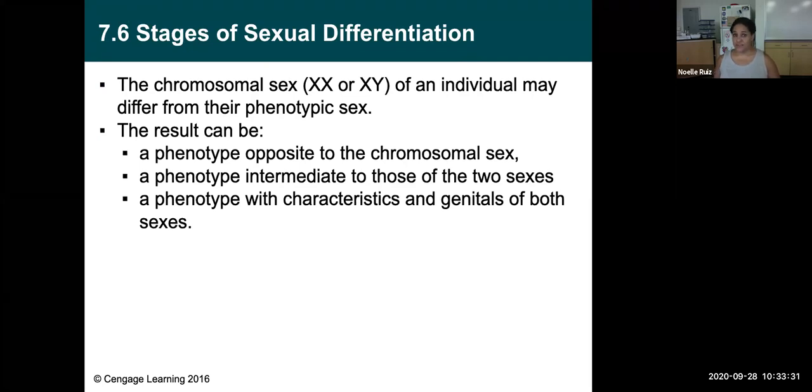Stages of sexual differentiation. Chromosomal sex of an individual may differ from their phenotypic sex. The result can be a phenotype opposite to the chromosomal sex, a phenotype intermediate in between those of the two sexes, or a phenotype with characteristics and genitals of both sexes.